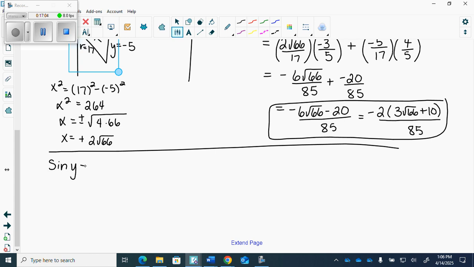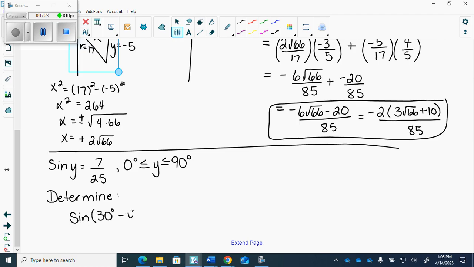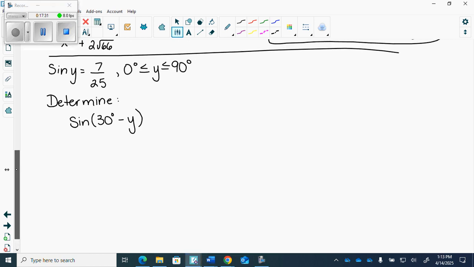Sine of y equals 7 over 25. 0 degrees is less than or equal to y is less than or equal to 90. Determine sine of 30 degrees minus y. So, sine your resume, 0 and 90, which is nice because y equals 7, r equals 25. What does x equal? Pardon? 24.